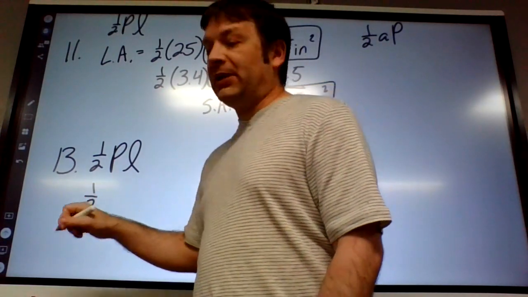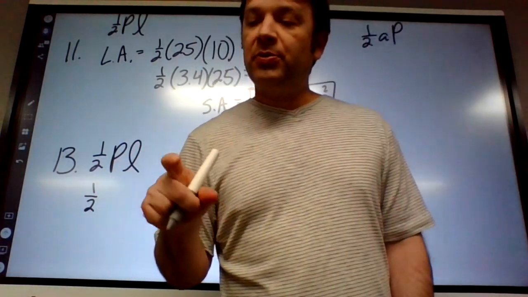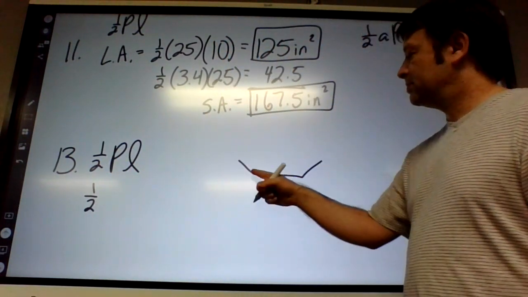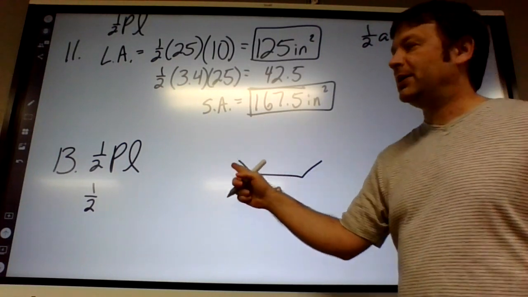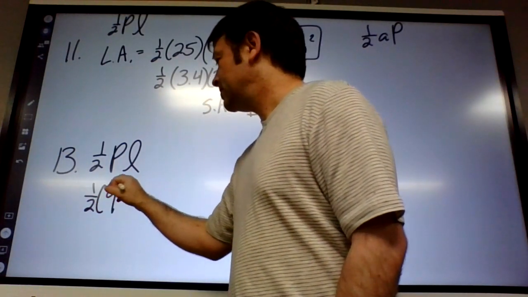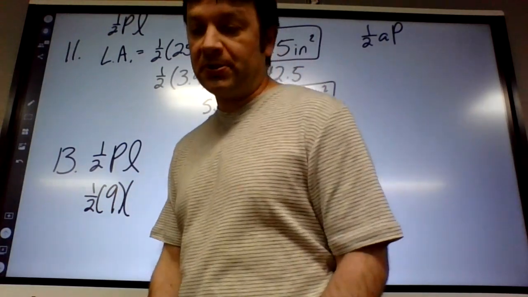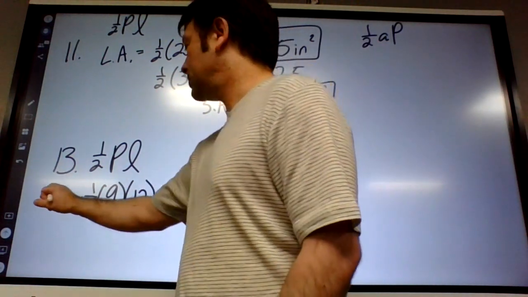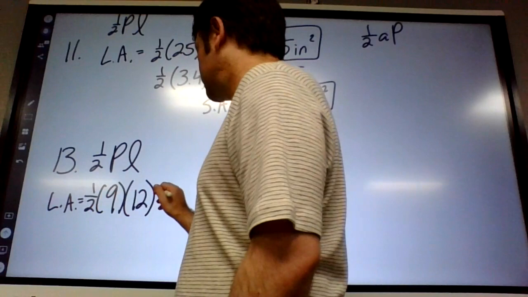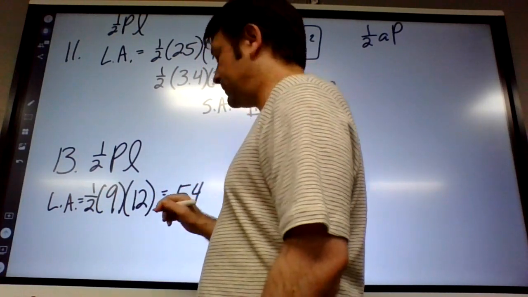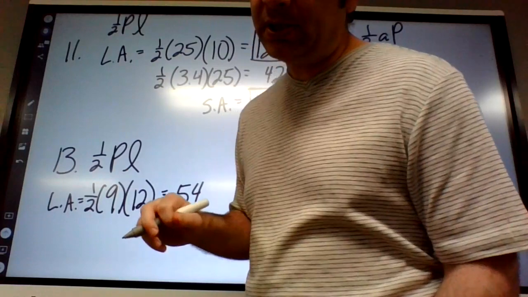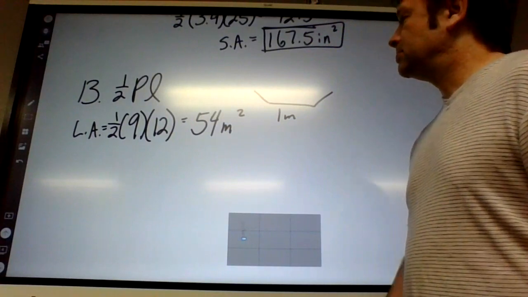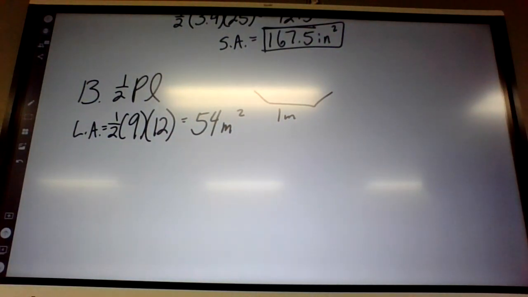So on number 13, if I have a nonagon with 1 meter on each side, what's the perimeter going to be? 1 times 9, 9. And they just told us the slant height, which was 12. So that is 54. We're talking about meters. Okay, so that would be the lateral area.